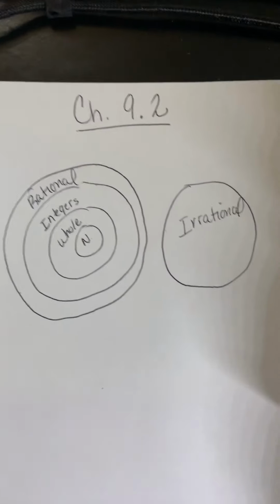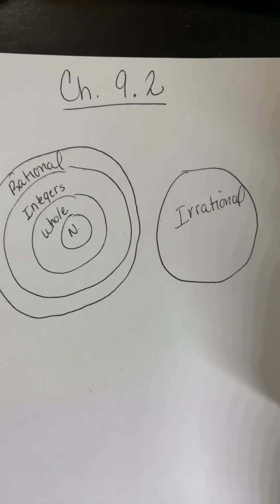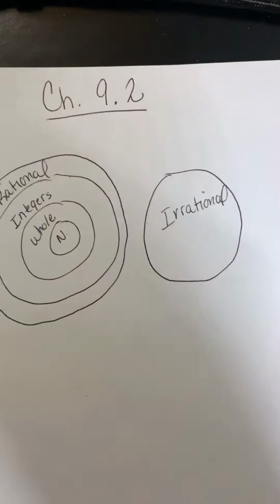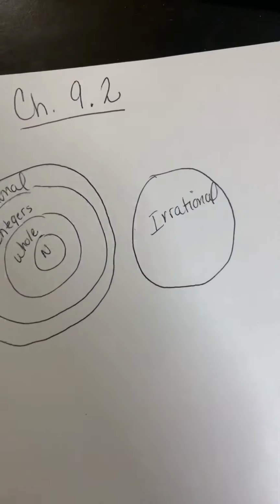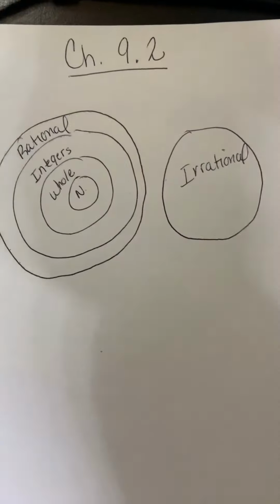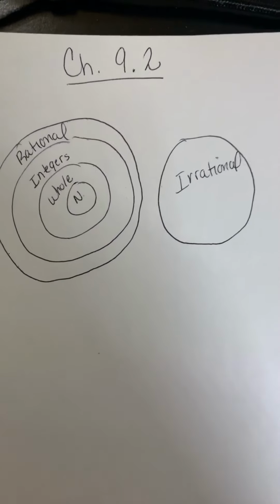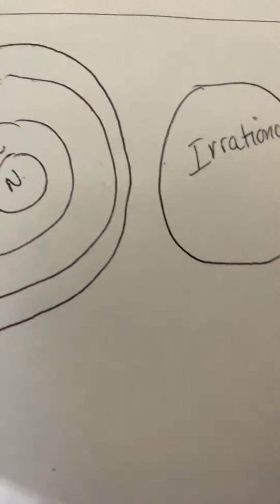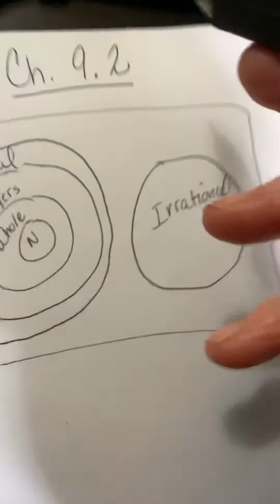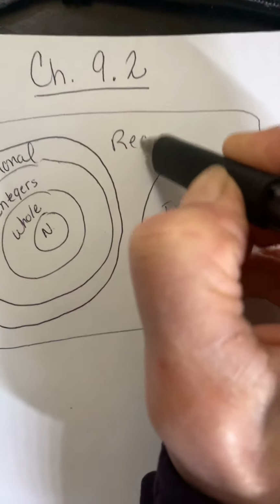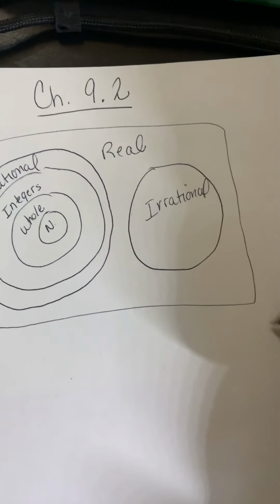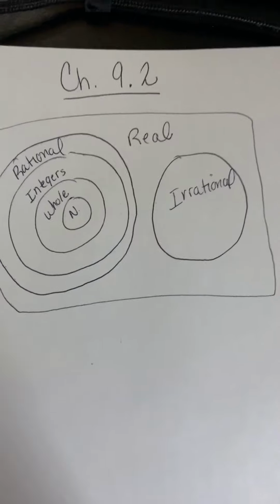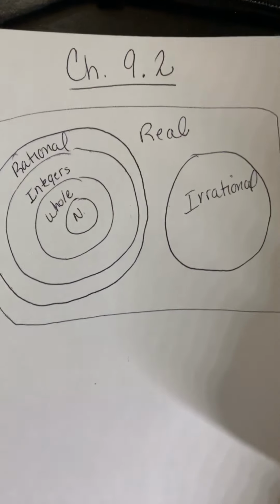Remember, to identify a number, you need to simplify it first, okay? The only reason we're going through this yet again is because now we're introducing square roots. We've already talked about it since chapter 1, but now it's being officially talked about in chapter 9. Remember, they're all real numbers. And on the outside of our box is imaginary numbers. We'll talk about that just briefly, but that's not something you'll be tested on ever.